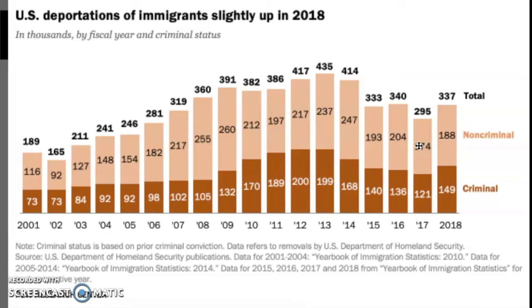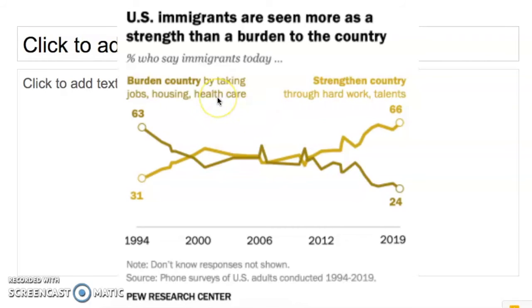One interesting thing to notice when you look at the Obama years, deportations are actually higher than the Trump years. And this is one of the interesting findings because of all the rhetoric. All right, I'm pretty sure this is the last one on immigration, and we're almost done, I promise, guys. Thanks for bearing with me. So, U.S. immigrants recently have been seen more as a strength than a burden. Something to pay attention to.